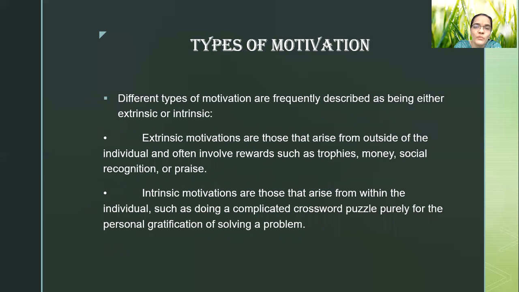Now, let's see what the types of motivation are. Different types of motivation are frequently described. One is extrinsic in nature, and two is intrinsic in nature. When we talk about extrinsic motivation, these are the factors which are outside the individual. So those could be like, my manager says, for this particular quarter, if you attain this target, then you are going to get a promotion and at the same time a very good incentive. So my extrinsic factor will be money. The moment I get recognition, it is social recognition. The moment I get praised for achievement of the targets, I am going to feel happy. So these are said to be extrinsic motivators.